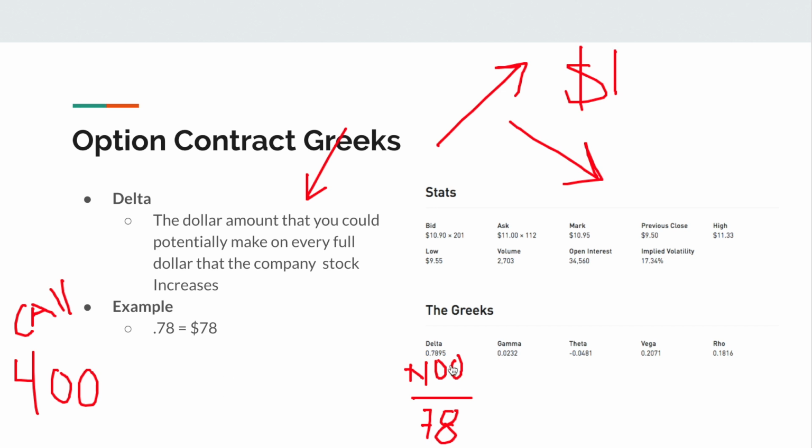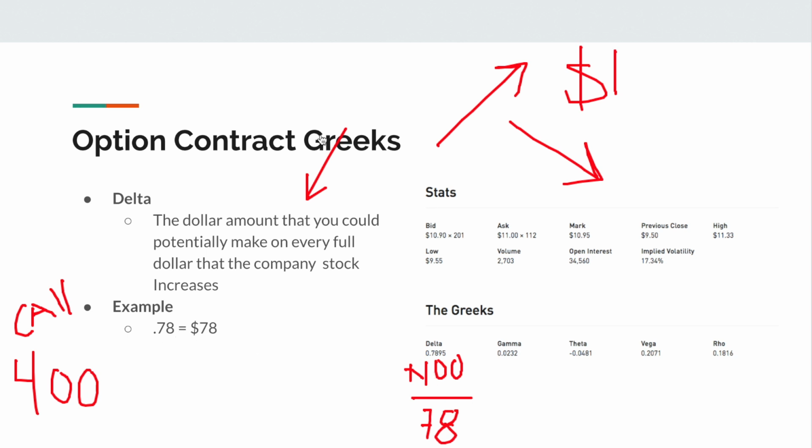Remember, one thing to keep in mind about the Greeks is that they're always changing. They're going to stay around the same decimal points. However, as the stock goes up and down every day, the Greeks will continue to change intermittently. So they're not set numbers, but they can give you an idea of how much you could possibly make when you are buying an options contract, whether it's a call or a put.